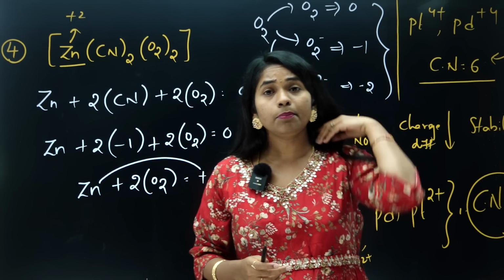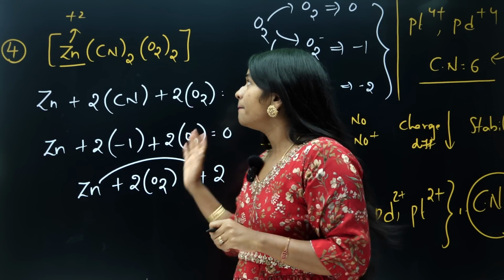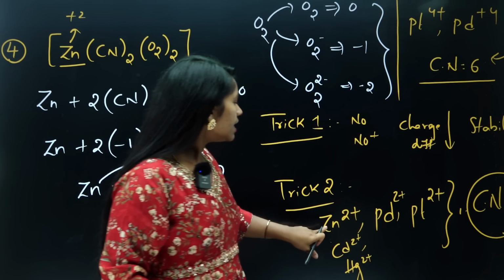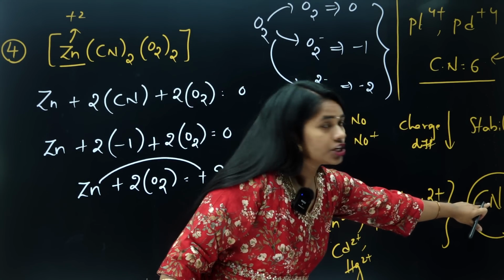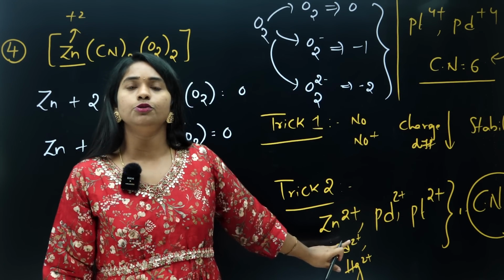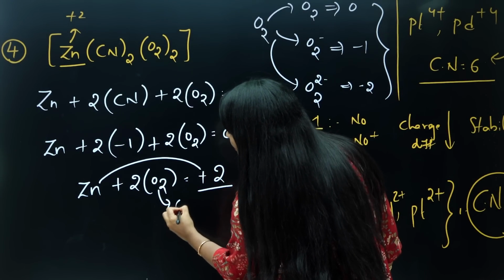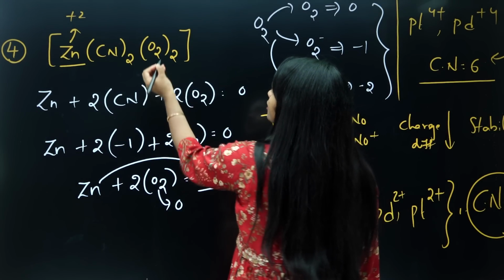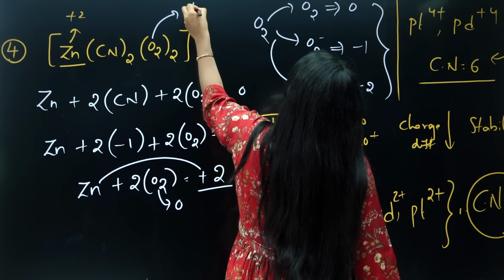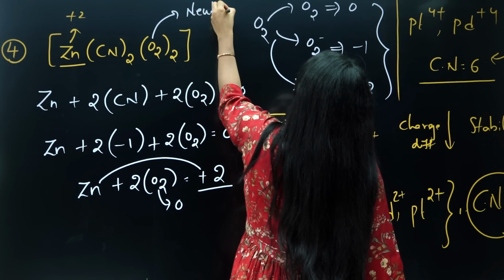Why do we want zinc in +2 oxidation state? Can you tell me? Because what is the technique? Zinc is always in coordination number 4, it is always in +2 state. Now to get this +2, it must be 0. So in this complex, it is a neutral one and its charge is 0.